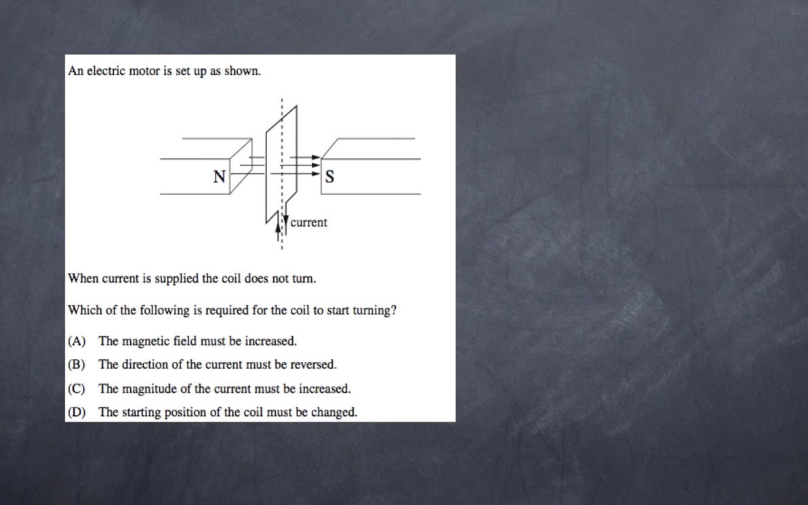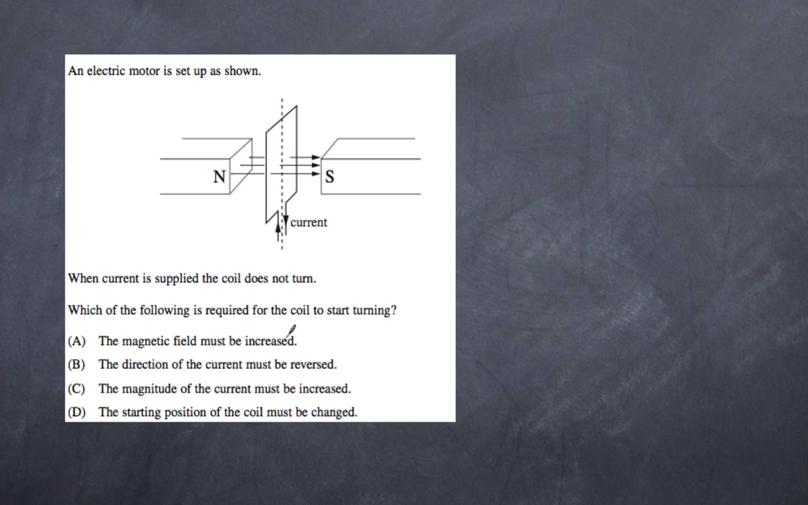Next question. So here we have again a situation of a loop of wire in a magnetic field. Now, what is happening in this situation? Okay, let's have a look at it. An electric motor is set up as shown. When current is applied, the coil does not turn. Which of the following is required for the coil to start turning?